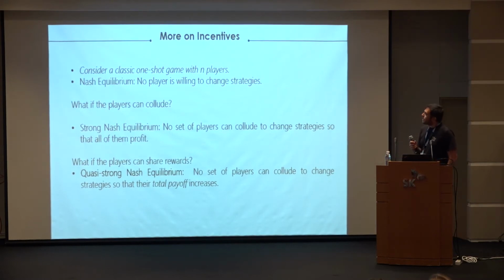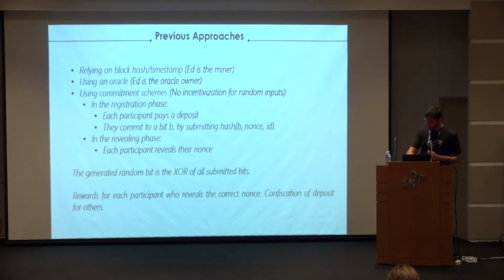So if we can design a mechanism such that when people submit these random numbers, the only quasi-strong Nash equilibrium is that they submit truly uniformly random numbers, then we are actually incentivizing them to give us real random numbers. And this is exactly what we want to do.